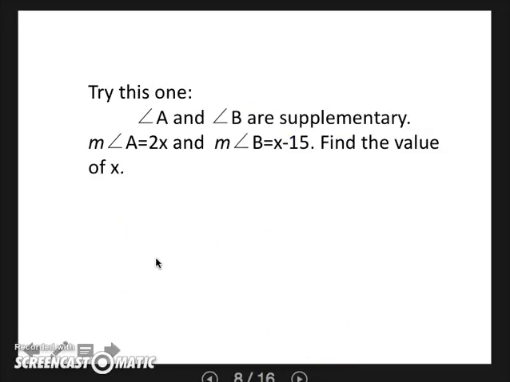You try this one. Angle A and angle B are supplementary. Measure of angle A is 2x, and the measure of angle B is x minus 15. Find the value of x.